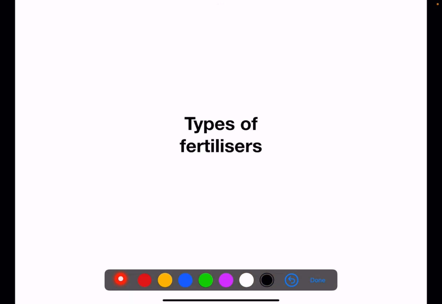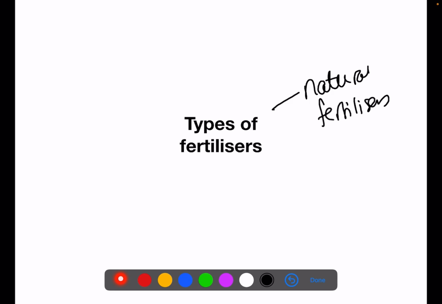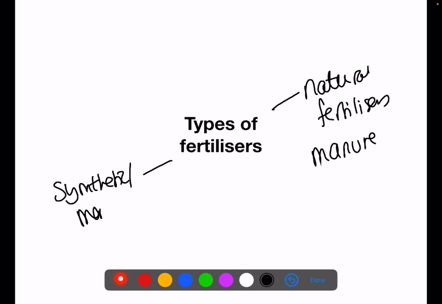There are two different types of fertiliser. So you can have natural fertilisers. This would be things like manure that you might find gets spread on fields, or synthetic or man-made fertilisers. These often come in bags as pellets or as liquids, and you might find that you buy them for your garden, for growing plants, or for growing fruit and veg.